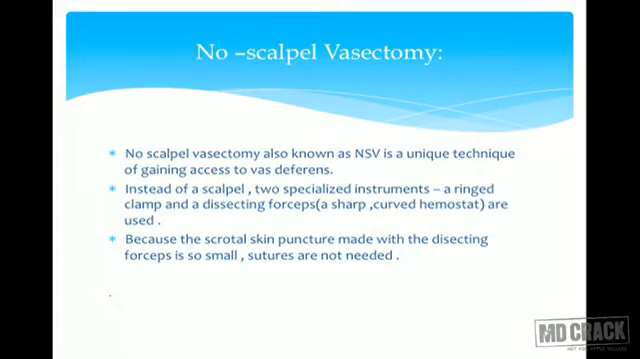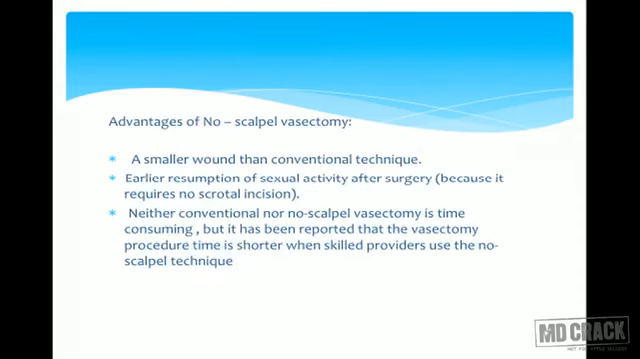NSV, that is a technique where no scalpel is used. Only special instruments are used like a ringed clamp and a dissecting forceps. With the help of these, a small incision is made, and the incision is so very small that it doesn't even require sutures to close. With these instruments, vasectomy can be done very easily. It's getting popularized. Advantages: a smaller wound than the conventional technique, and earlier resumption of sexual activity after surgery because there is no scrotal incision.